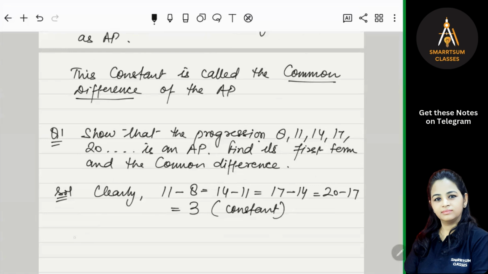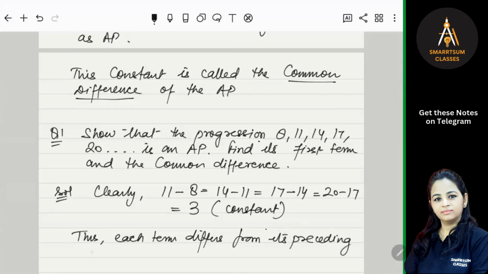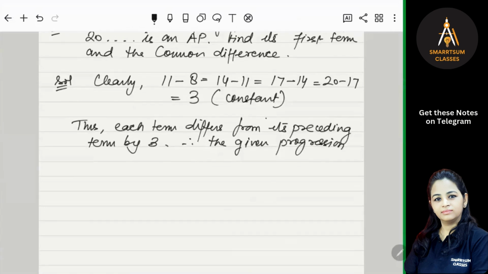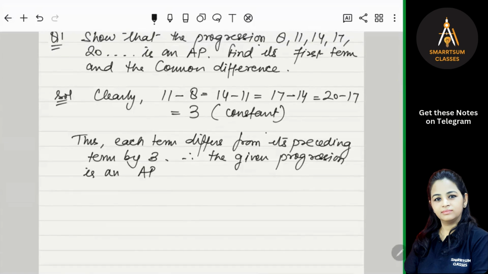So write down. Thus each term differs from its preceding term by 3. Right? Therefore, the given progression is an AP. Right? So since this difference is same, it is constant, this is an AP. Okay. So what is the first term of this AP? Can you tell me? First term of this AP.